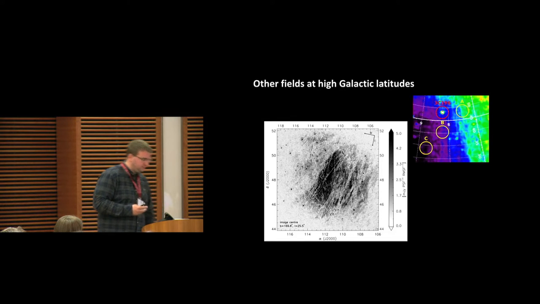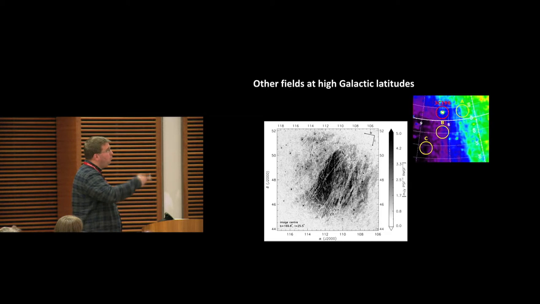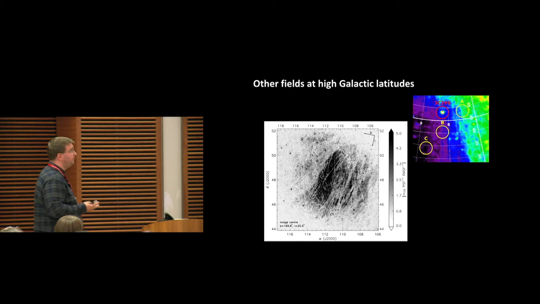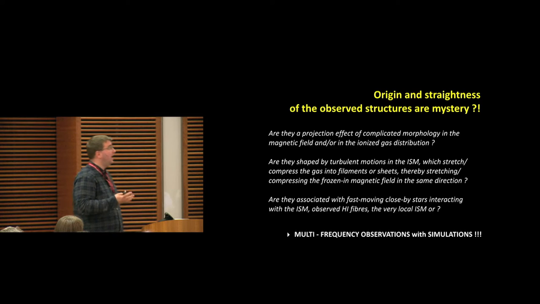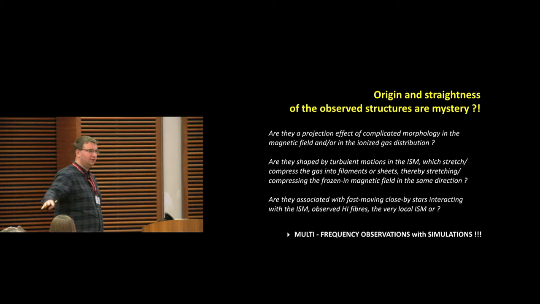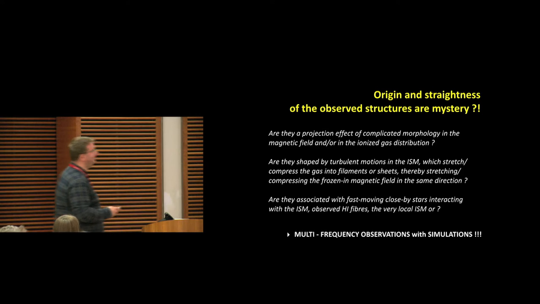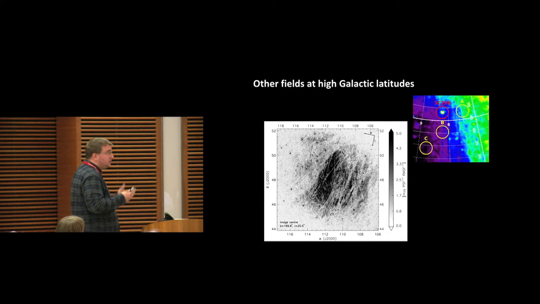So what is their origin? The origin and straightness of these observed structures is a real mystery. This immediately opens a lot of questions. Are they a projection effect of complicated morphology in the magnetic field or in the ionized gas distribution? Are they shaped by turbulent motions in the ISM, which stretch and compress gas into filaments and sheets? Or are they associated maybe with fast moving stars? Because you must say that these straight lines really look like traces of planes that we see in the sky, or maybe spaceships. Or are they somehow associated with HI fibers or a very local ISM? Currently, we don't know the answer to this.